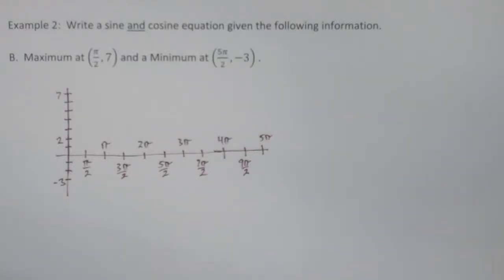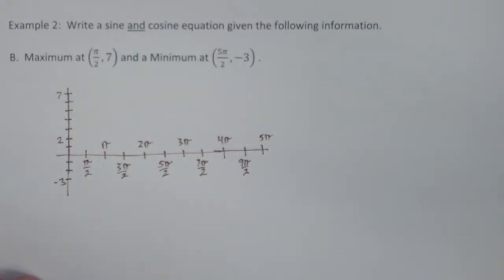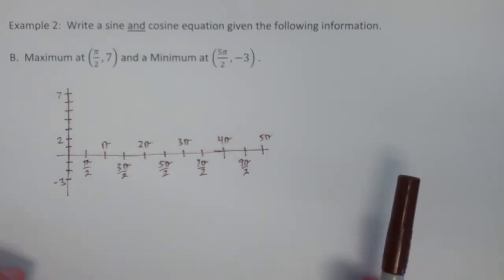In this example, we want to write both a sine and cosine equation for the following information below. We know that the maximum occurs at pi over 2 comma 7 and a minimum occurs at 5 pi over 2, negative 3. I've already drawn some axes for you with some tick marks, so if you need to copy this down, please pause the video and write this down.